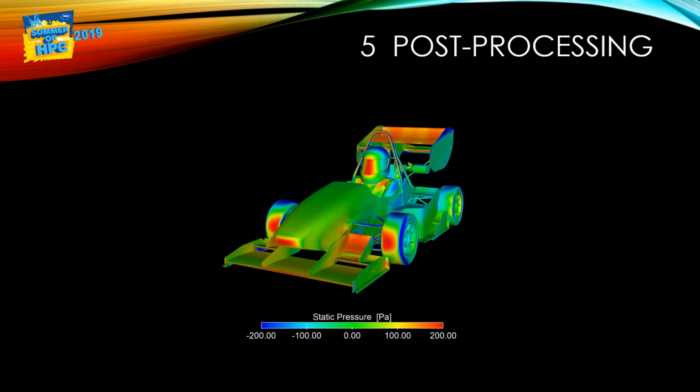Finally, some images were obtained to better understand the aerodynamics of the car. In this first one, the pressure over the surface is shown, the red zones being the ones with the largest static pressure.